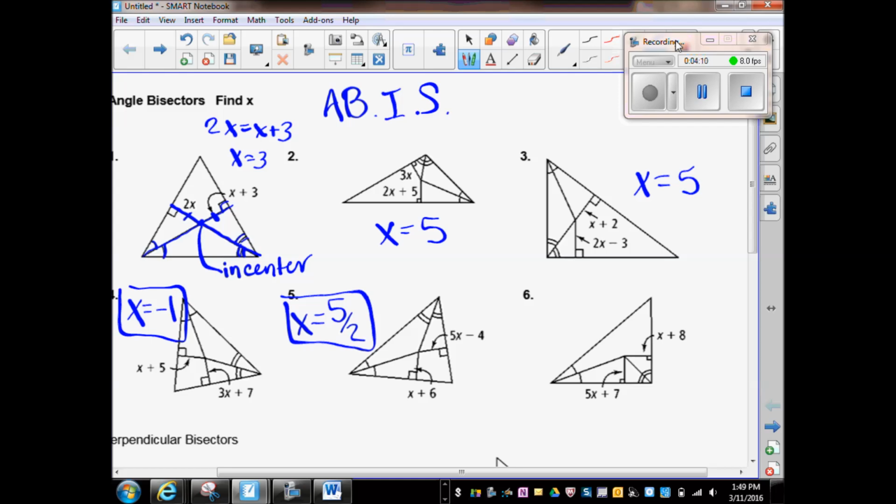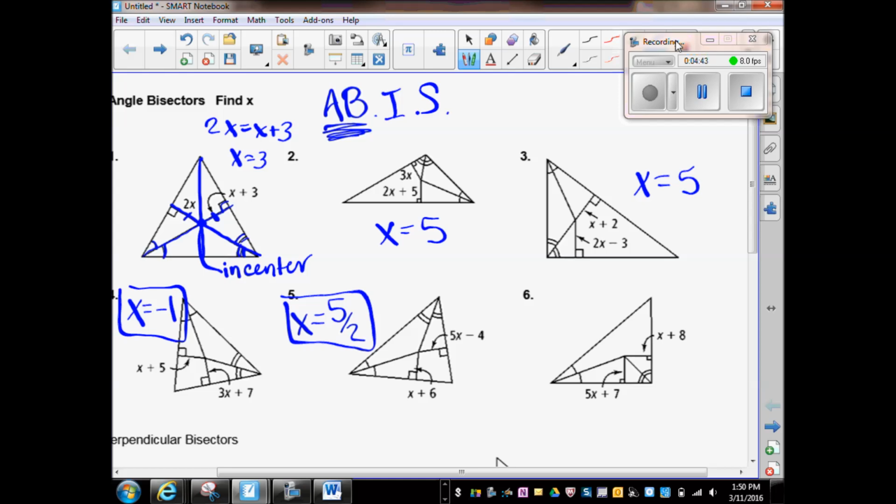But doesn't the point of concurrency have to be 3 lines? So Natalie asked a good question. She said the point of concurrency doesn't have to be 3 lines. It is where all 3 angle bisectors intersect. But in a triangle, all 3 angle bisectors always meet at the same point. So the third one's going to go through that point as well. So the fact that they give us 2, that is the point of concurrency. The third one will always go through.